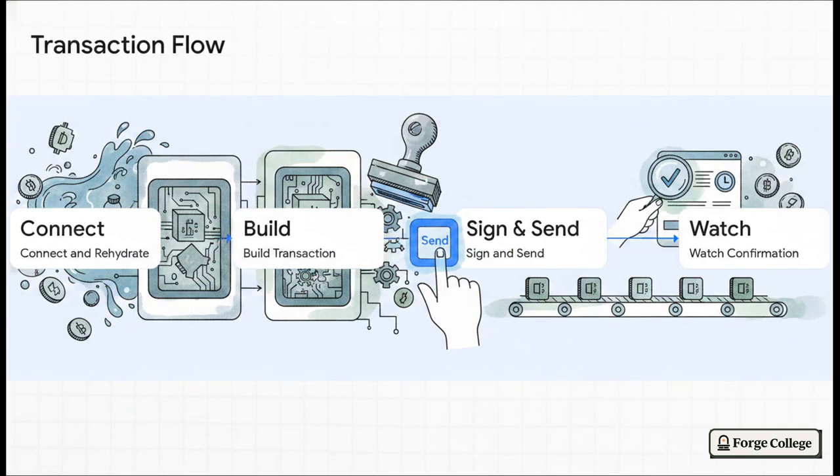It helps to think of this whole sequence like an assembly line. Raw materials come in at step 1, connect and rehydrate. They get shaped into a mold at step 2, buildTransaction. Then they get stamped and shipped at step 3, signAndSend.